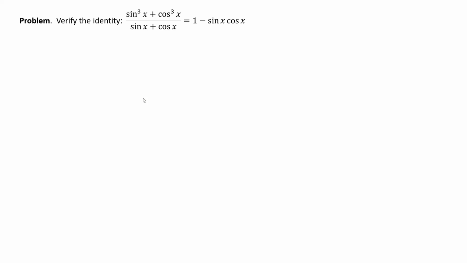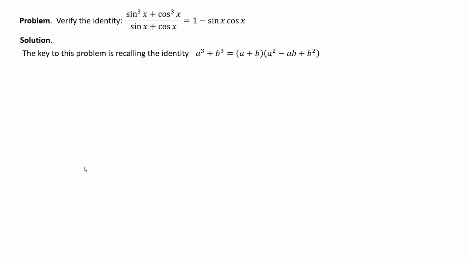Our ability to solve this, show this, hinges on one thing. That is, do we know how to factor a cube plus b cube? The key to this problem is recalling the identity that a cube plus b cube is a plus b times a square minus ab plus b square. If you recall this identity, then this whole problem is fairly straightforward.